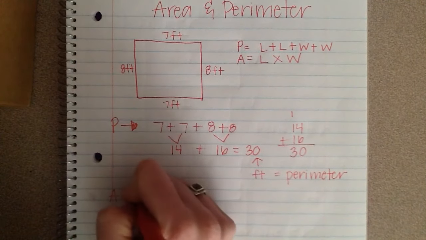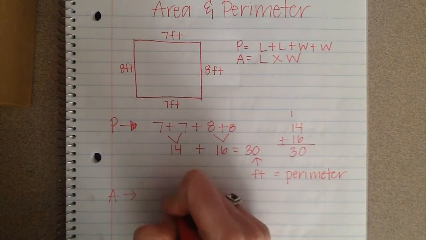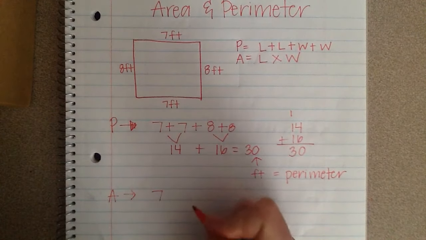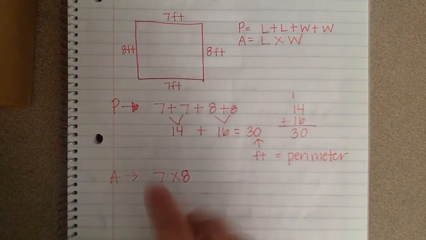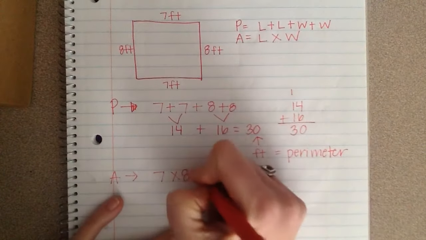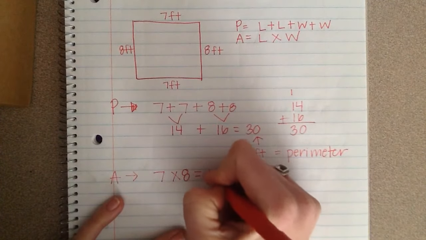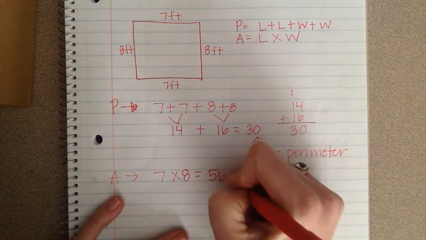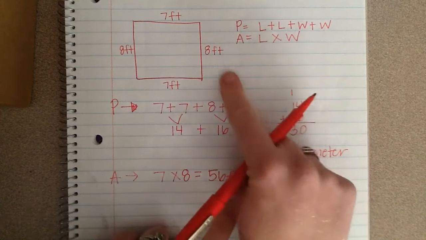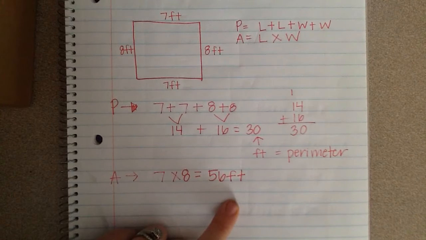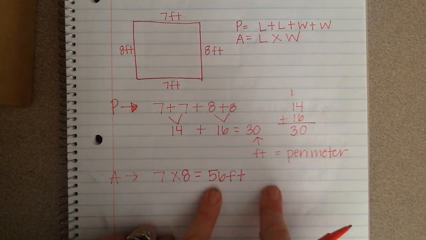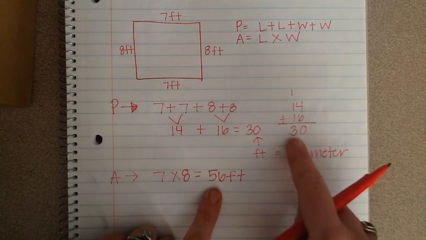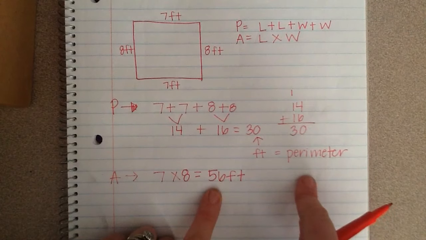I'm simply just going to plug it in. Length is 7, and my width is 8. All I did is plug it in. Equals 56 feet. I get the feet from there, and I did 7 times 8. That's it. Okay, so my area equals 56, and my perimeter equals 30.